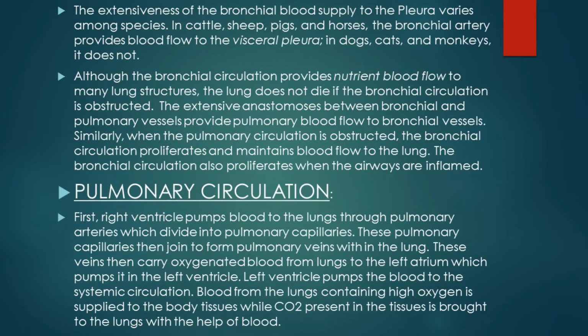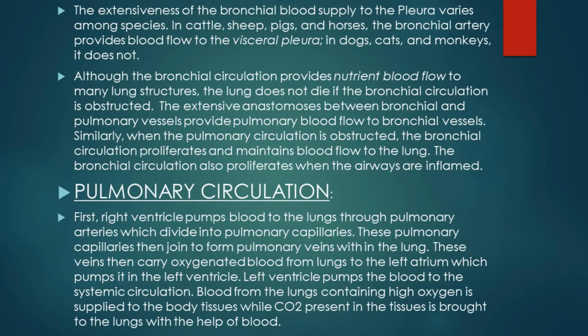In this way, bronchial circulation mixes up with the pulmonary circulation. The extensiveness of the bronchial blood supply to the pleura varies among different species. For example, in cattle, sheep, and horses, the bronchial artery provides blood to the visceral pleura. But in the case of dogs, cats, and monkeys, it doesn't do this.